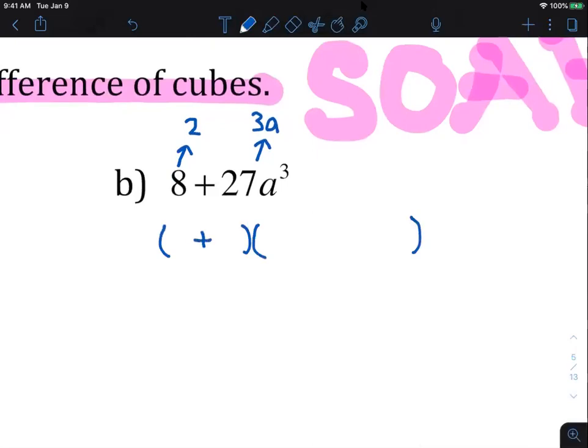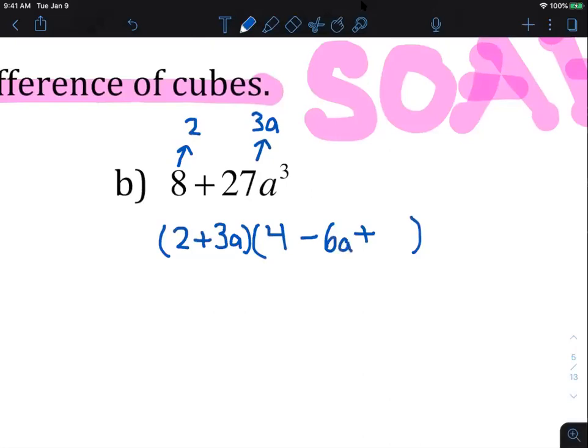So I know, don't forget my SOAP. Same sign, opposite, always positive. So when I put my signs, it also tells me how many terms I should have. So the first parentheses, I literally just put down the perfect cube. So I literally just write down 2 and 3a. The next one is going to be the first term squared. So what is 2 squared? That's 4. The middle term is 2 times 3a.